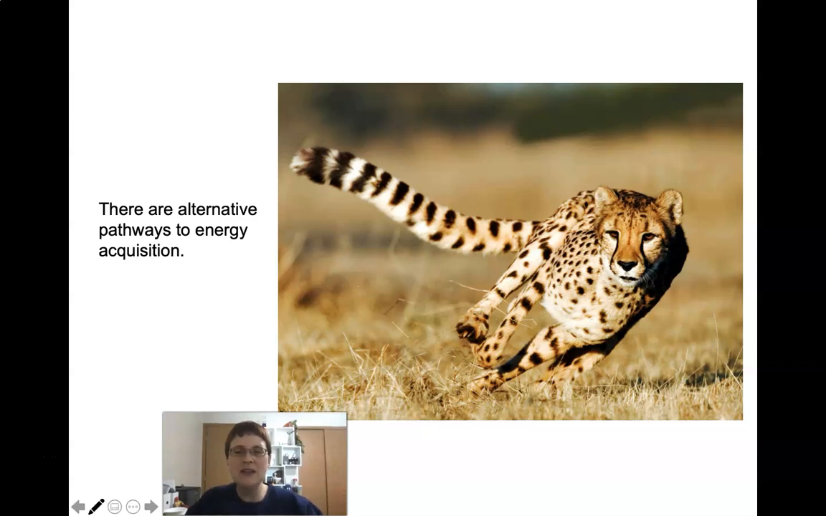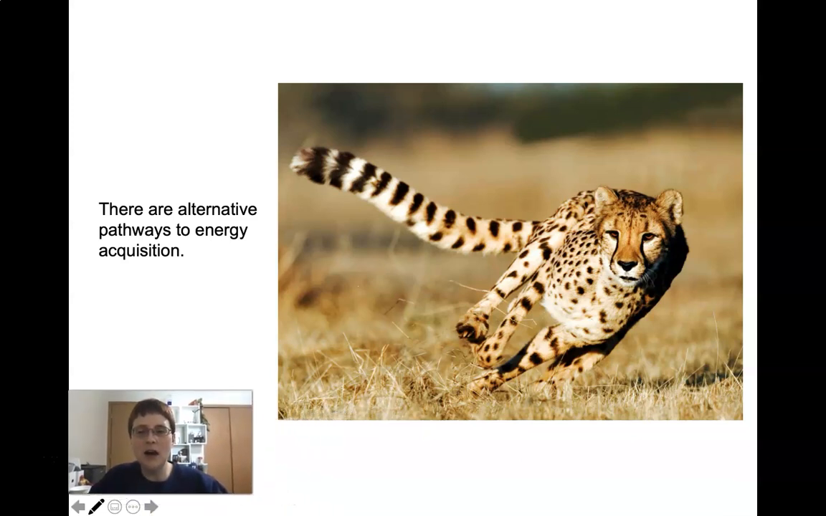So what happens when there's not enough oxygen around for you to do cellular respiration if you're an organism with mitochondria? There are alternate pathways to get your energy. They're not necessarily going to be as good as cellular respiration, but you can still make energy if you use these alternate pathways.